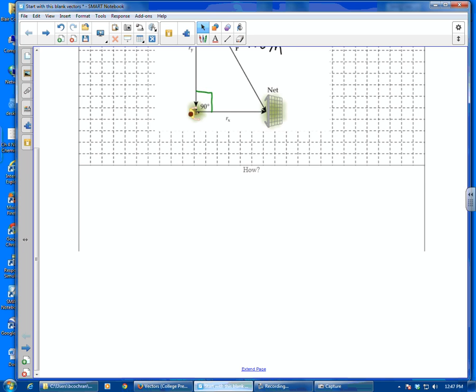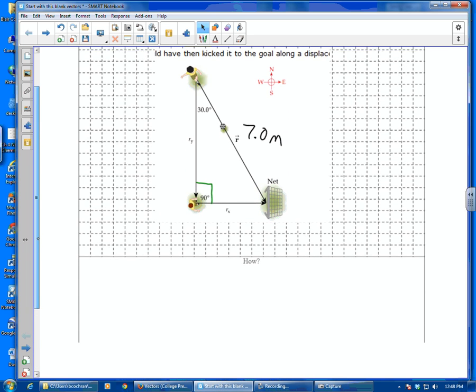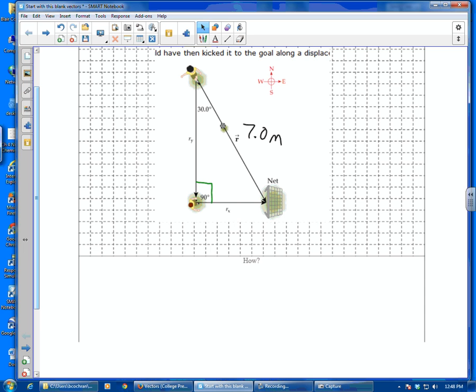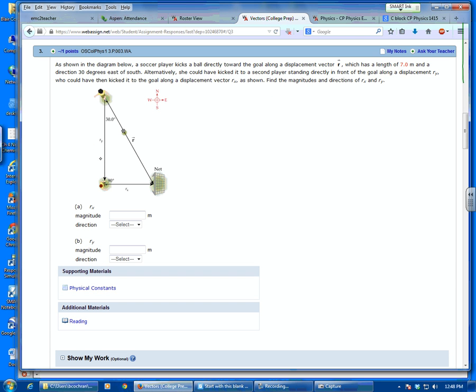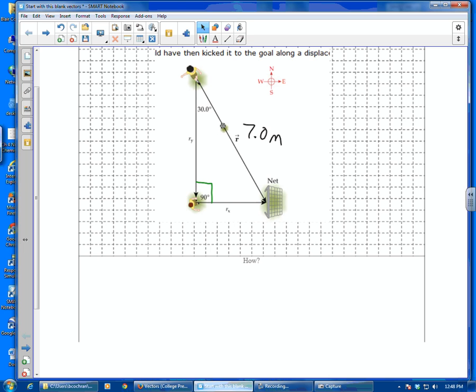So I'm looking for the components here. RY is adjacent to the angle, and RX is opposite the angle that I know. So let's see. They want RX first, so we might as well do RX first. RX is the opposite, right down here.